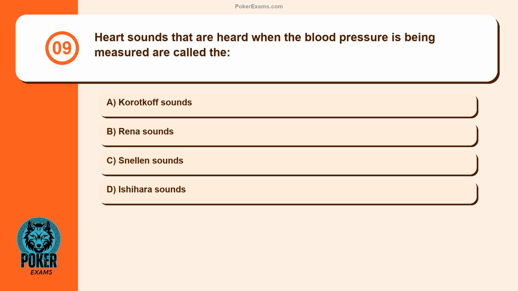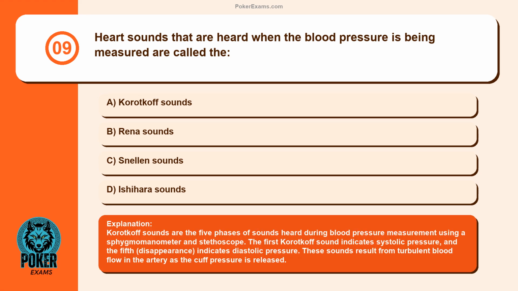Question 9. Heart sounds that are heard when the blood pressure is being measured are called the Korotkoff sounds, Rinne sounds, Snellen sounds, Ishihara sounds. Korotkoff sounds are the 5 phases of sounds heard during blood pressure measurement using a sphygmomanometer and stethoscope. The first Korotkoff sound indicates systolic pressure, and the 5th, disappearance, indicates diastolic pressure. These sounds result from turbulent blood flow in the artery as the cuff pressure is released.